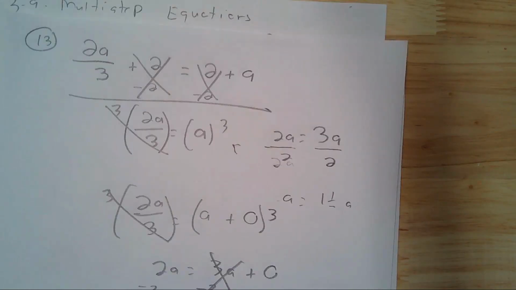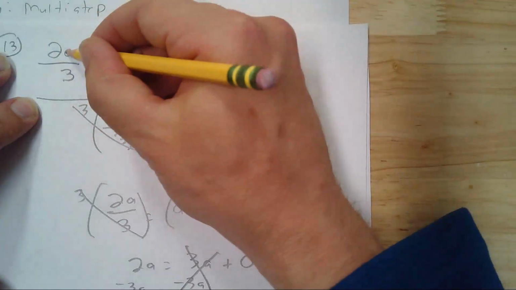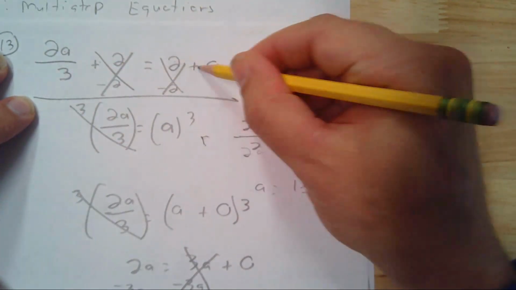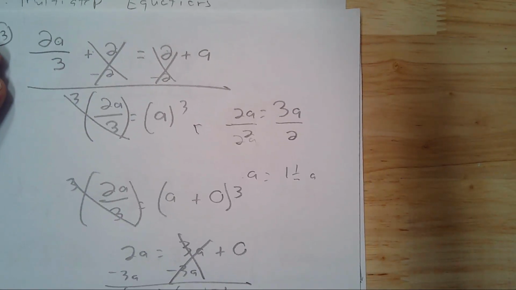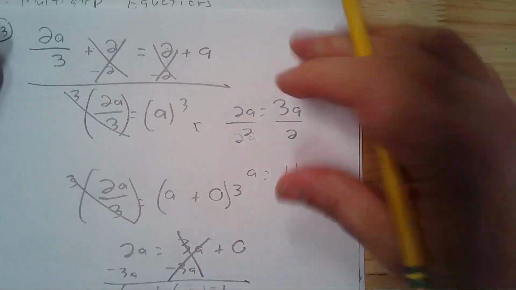And again, if you plug it in, 0 plus 2 equals 2 plus 0. A does equal 0. It's easy to test this one. Most of the time it's not so easy to test, but this one it is.